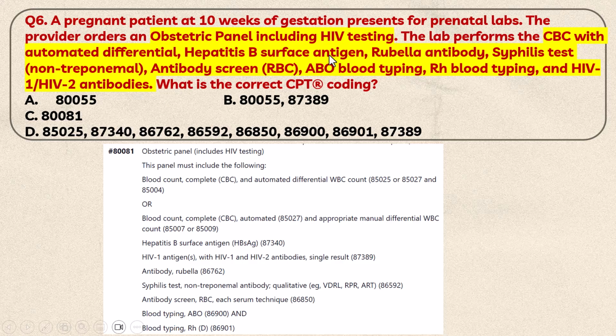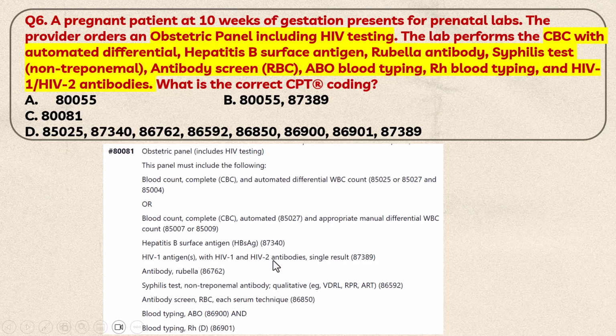So let's check that. First, obstetric panel including HIV testing, CBC with automated differential. So CBC with automated differential is there. Hepatitis B surface antigen, antibody rubella, yes. And syphilis test non-treponemal, yes. And antibody screen for RBC, yes, here. ABO blood typing is here. And RH blood typing, that is here. And HIV 1 and HIV 2 antibodies. You can see HIV 1, HIV 2 antibodies.